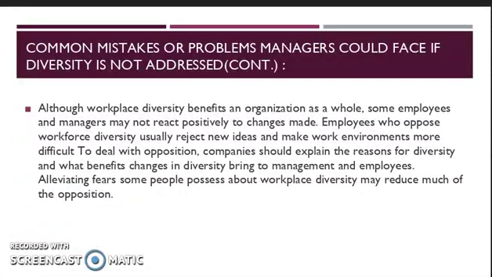Some other common mistakes or problems. Although workplace diversity benefits an organization as a whole, some employees and managers may not react positively to changes made. Employees who oppose workplace diversity usually reject new ideas and make work environments more difficult. To deal with opposition, companies should explain the reasoning for diversity and what benefits changes in diversity bring to management and employees. Alleviating fears some people possess about workplace diversity may reduce much of the opposition.